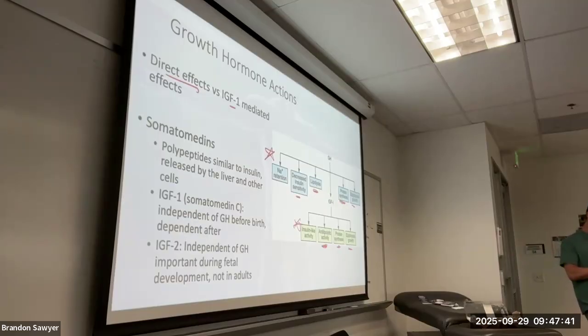Okay, so these somatomedins are what IGF is grouped into. IGF-1 is also called somatomedin C, and this is released without growth hormone before birth, but after birth, it requires growth hormone for its release. And IGF-2, we see more of that in kids, and especially during fetal development is the primary time this is going to be key. Okay. Other questions on that?